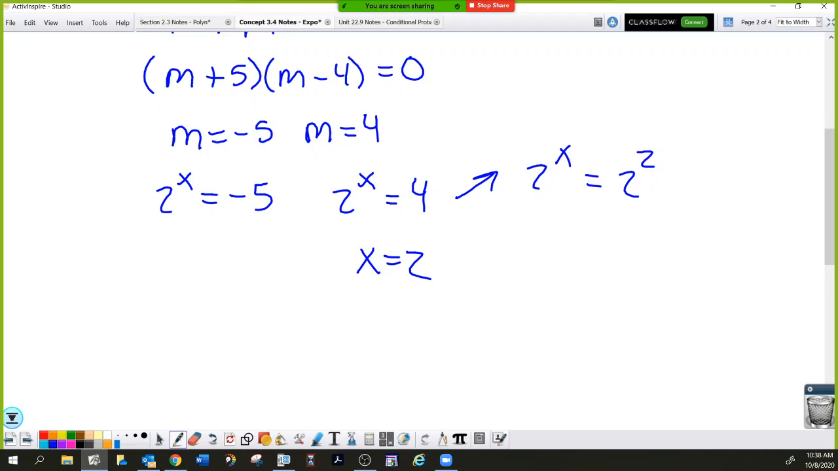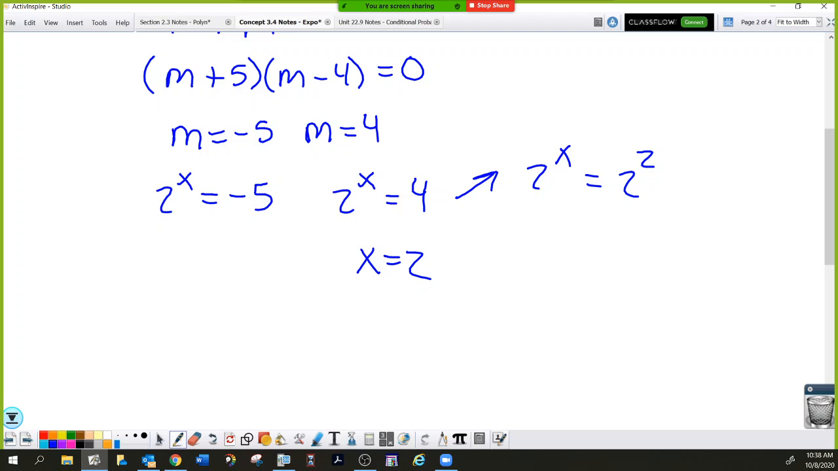positive 2 raised to a power equals negative 5. Thoughts? Anybody? So what we've done in the past, in the previous examples, is we tried to make the bases equal. Well, I can tell you that 5, no matter what you do, is not ever going to be base 2, at least without the use of logarithms. So we're not going to do that.